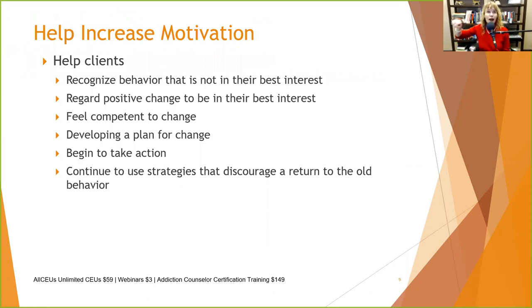Sometimes I'll even do a graphic where I have a stair step and I have them put each of their objectives at each stair step. Depends on the client, whether they're visual or auditory learners.